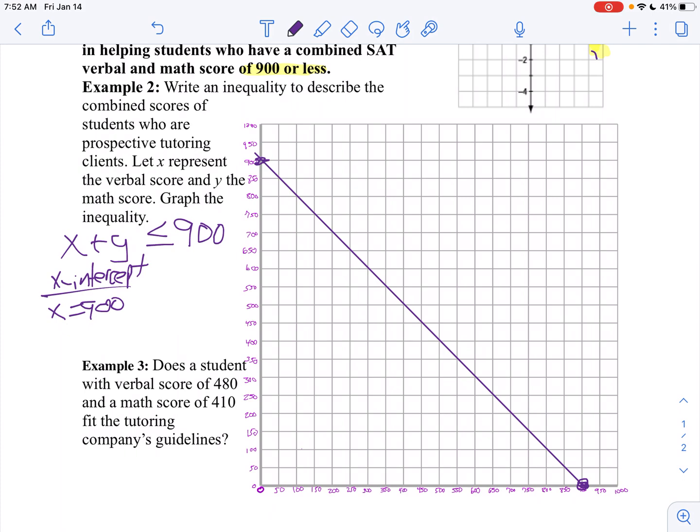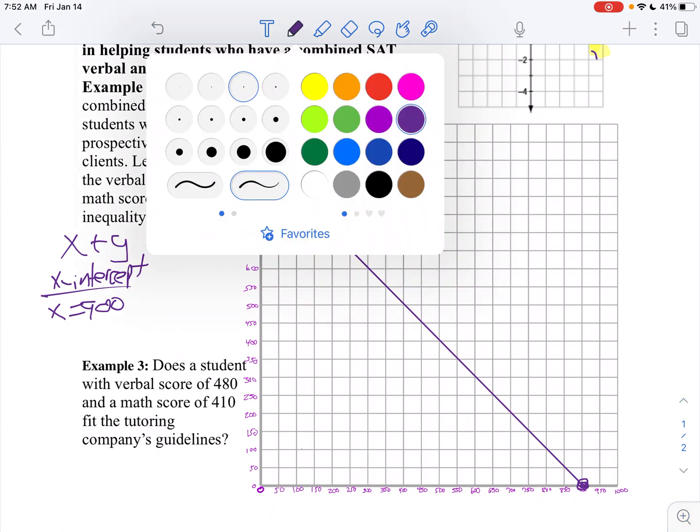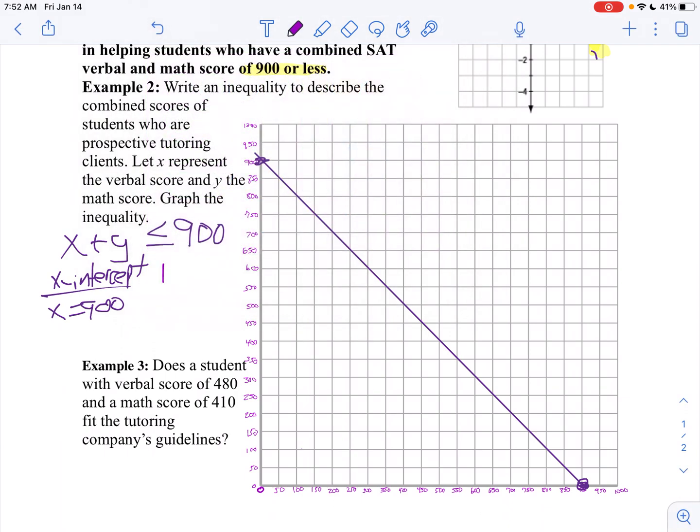Now if I pick my test point here, let me change colors so you can see the test point. And I like 0, 0 again. So 0 plus 0 less than or equal to 900. Well, 0 is less than or equal to 900. That's true this time. So I'm going to shade the side that has 0, 0 on it. So I'm going to shade below my line.